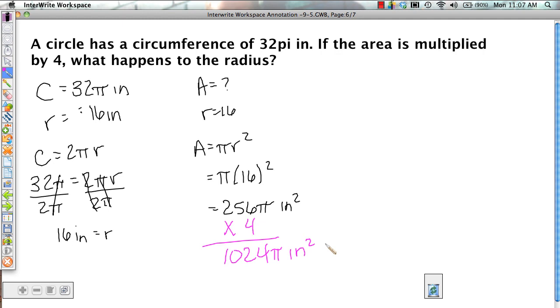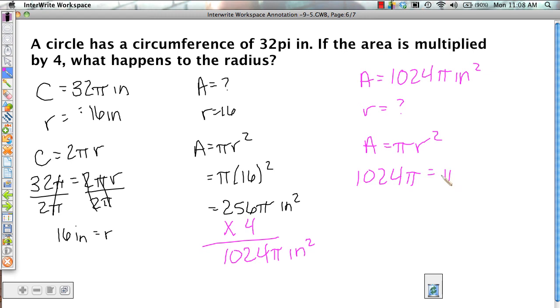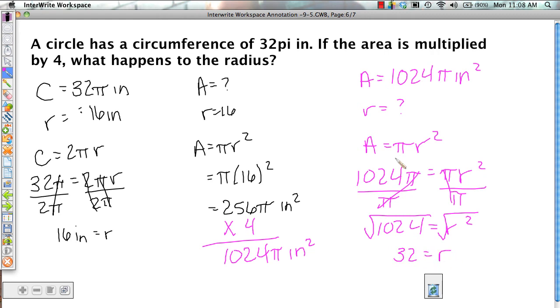So now let's solve for the radius and compare our original radius to the new one. So if our area is 1024 pi square inches, what is the radius? Do not forget to write your pi since it is a part of the answer. So when we divide both sides by pi, we have 1024 equals r squared, and to get r by itself, we have to take the square root. We get that the radius is 32 inches.